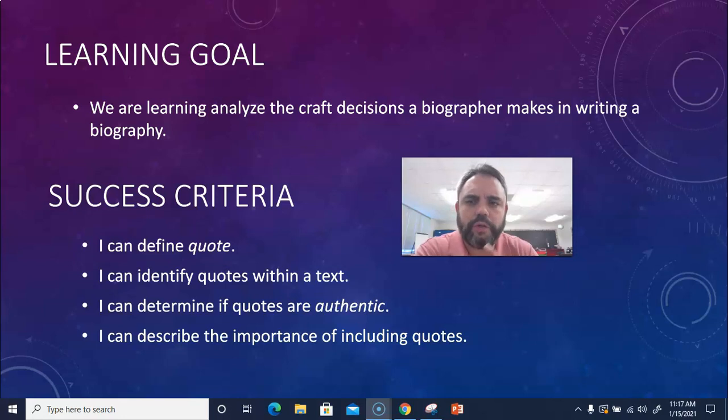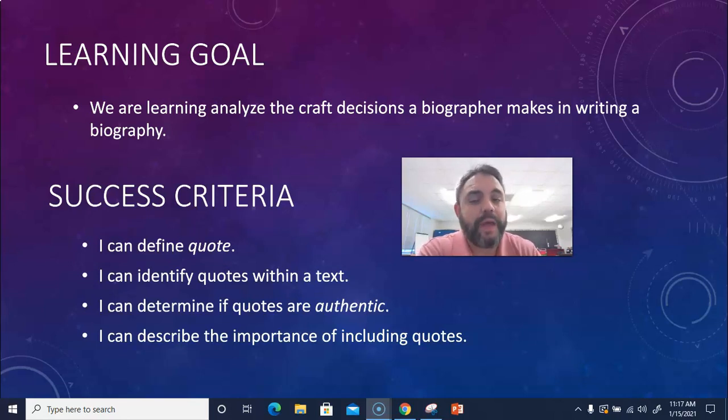Our learning goal is going to look very familiar because it's a learning goal that we've had for a couple of lessons now. And our goal is that we are learning to analyze the craft decisions a biographer makes in writing a biography. Okay? This week, we've been really focused on looking at how the writers are writing instead of what the writers are writing. And so I think you guys are doing a great job out there. This is a next level skill that you guys will carry with you in fifth grade and beyond, okay? We are really looking and learning at how the author is writing and the decisions they're making as opposed to really so much worried about what happens in the book.